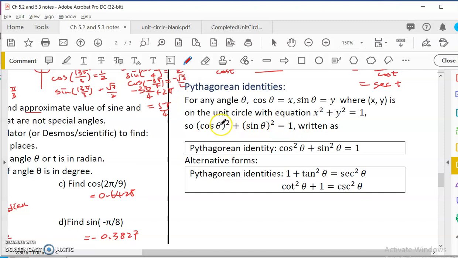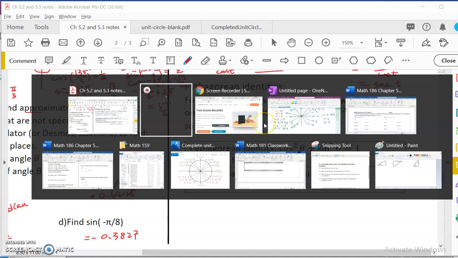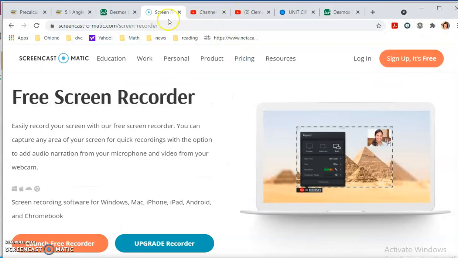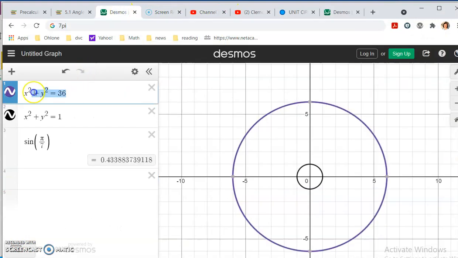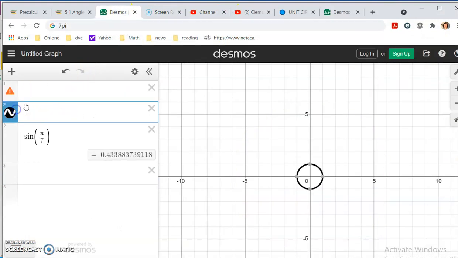So if you have any angle, like cosine 2° square plus sine 2° square is always 1. If you have cosine 5° square plus sine 5° square, it is always equal to 1. So this is called the Pythagorean identity. Why is it called Pythagorean? Because x and y are part of a right triangle that we create.